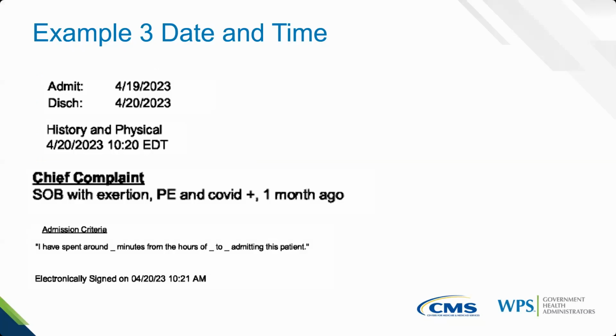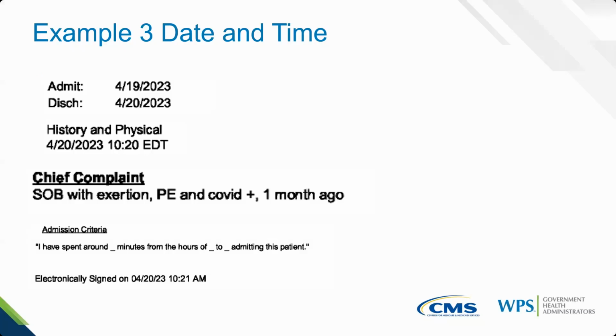So example number 3, this is an example of a provider who has submitted a combination admit and discharge code. So we can see here that the patient was admitted to the hospital on the 19th and then discharged on the 20th. Well, the H&P, you can see, was performed on the 20th at 10:30 in the morning.